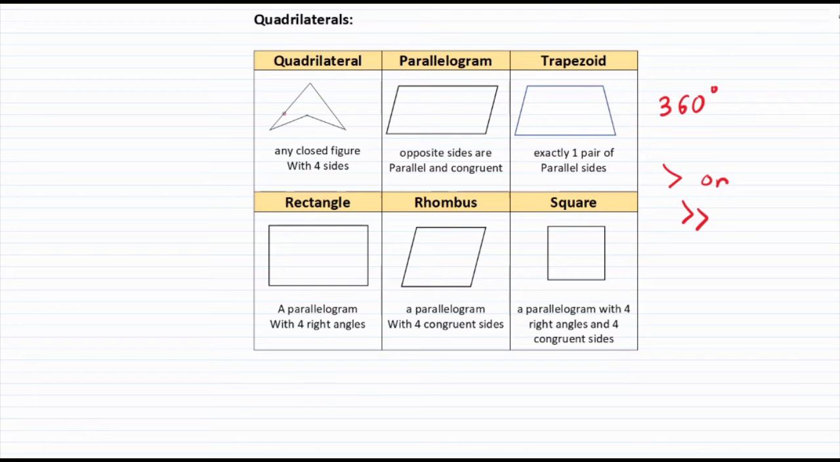Let's look at the pictures. This is the picture of a simple quadrilateral. That means any closed figure with four sides. Here is the picture of a parallelogram where opposite sides are parallel and congruent. So if we want to mark this, let's mark it like that.